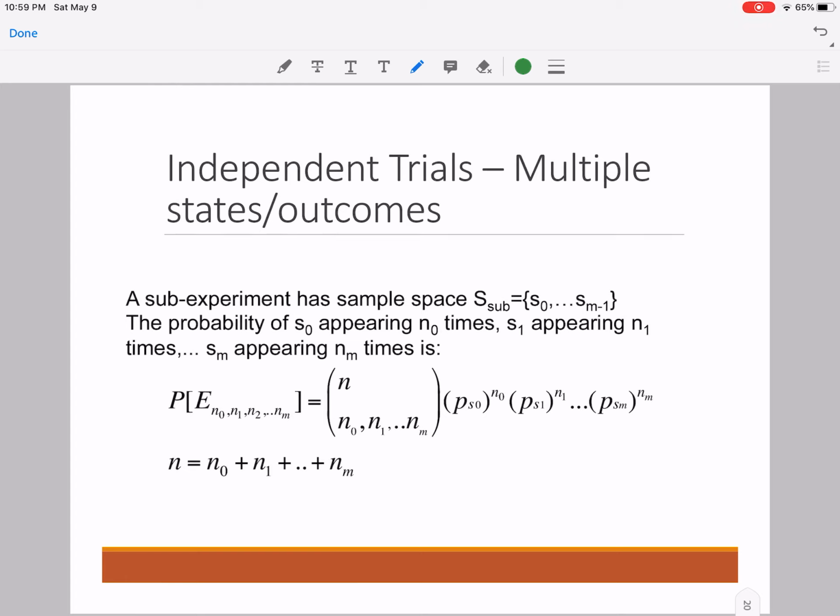The concept of independent trials can be extended to multiple-state experiments. So for example, let's say that you are performing a sub-experiment where the outcomes are S0, S1, S2, and so on until S of m minus 1. Then if you were to perform several independent trials, n to be precise, then the probability of S0 appearing n0 times, S1 appearing n1 times, and S of m minus 1 appearing n of m minus 1 times is going to be given by this equation right here.